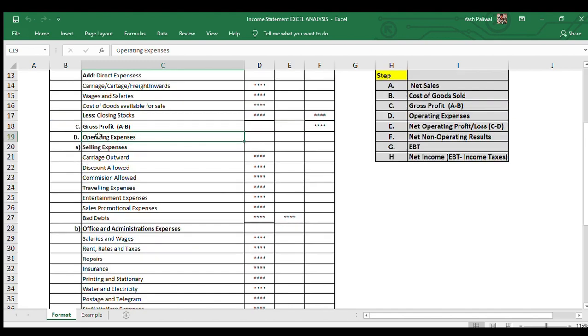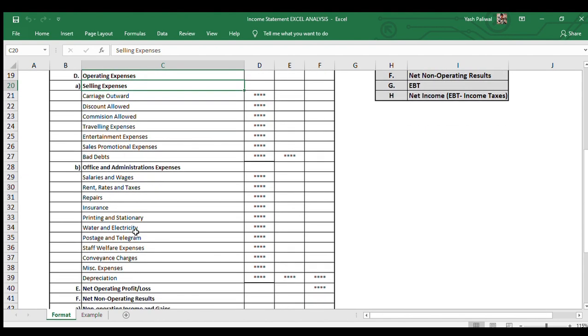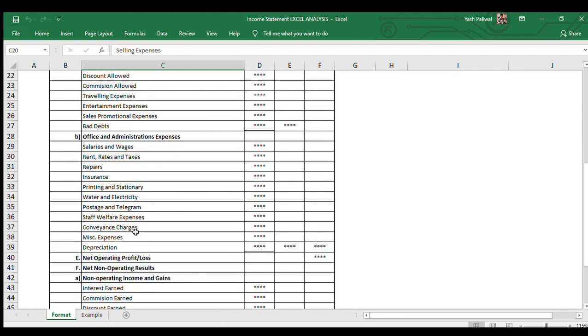Now comes operating expenses. In operating expenses, mainly there are two heads, selling expenses and office and administrative expenses. Under selling expenses come things like carriage outwards, discount allowed, commission allowed, traveling expenses, entertainment expenses, sales and promotional expenses. And under office and administrative expenses come salaries and wages, rent, rates and taxes, repairs, insurance, printing and stationery, water and electricity, postage and telegram, etc.